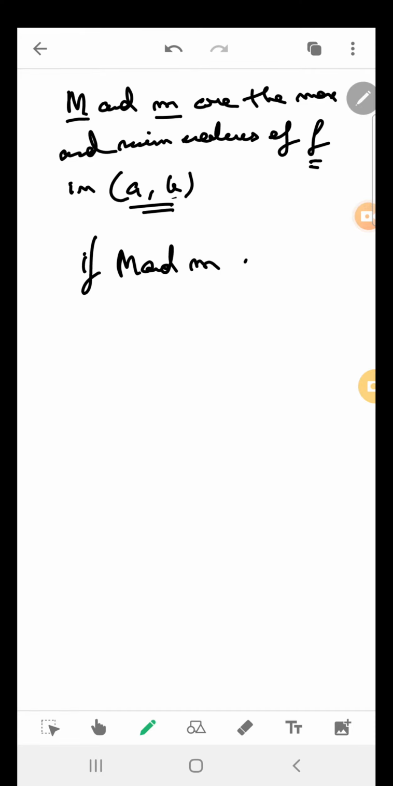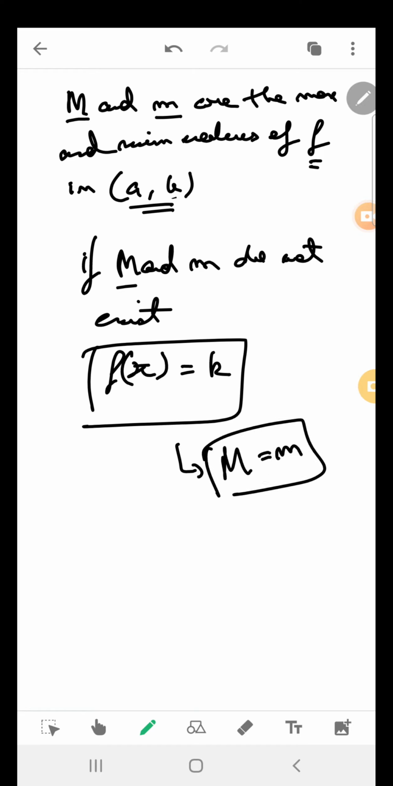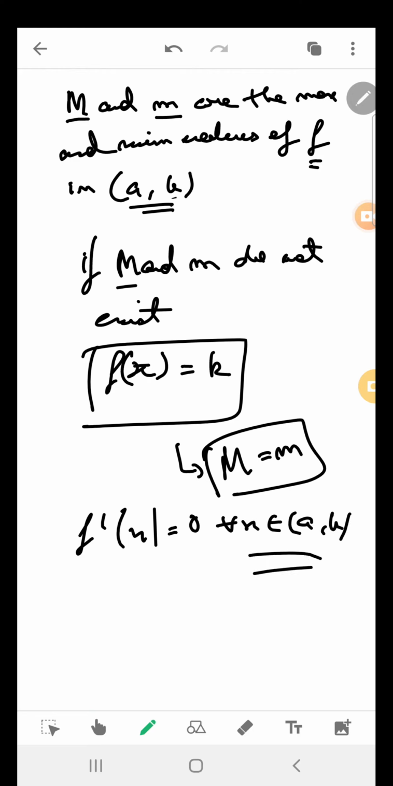Now if M and m do not exist, what does this mean? It means there is no maximum and no minimum value, so the function is basically a constant. The maximum value equals the minimum value. If the function is a constant, then its first derivative is 0 for all x in the interval (a, b), and thus Rolle's theorem is 100% satisfied, because it is nowhere stated that there must be only one value of c. There can be more than one value of c. Clear?